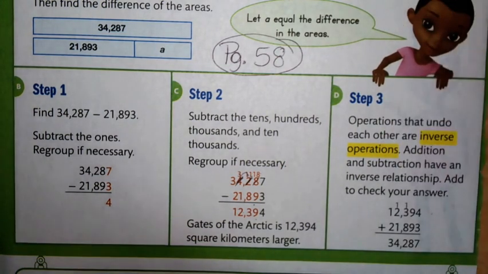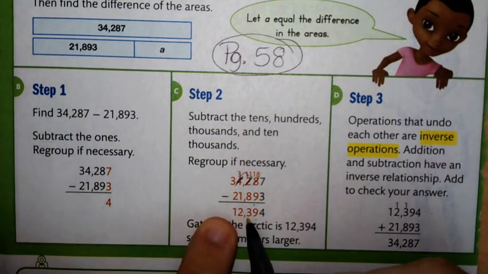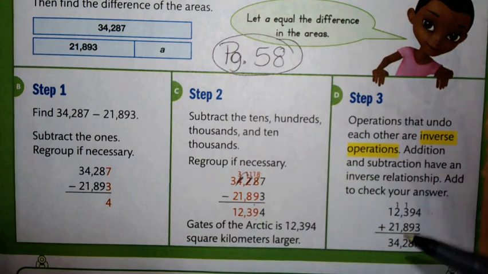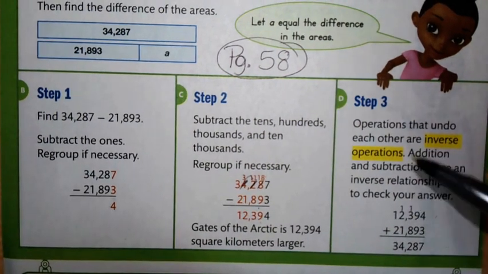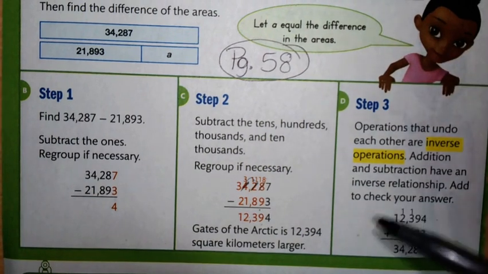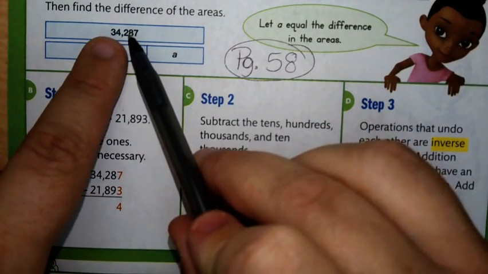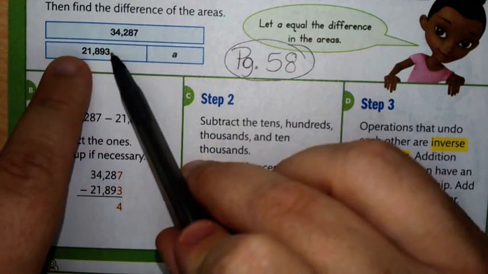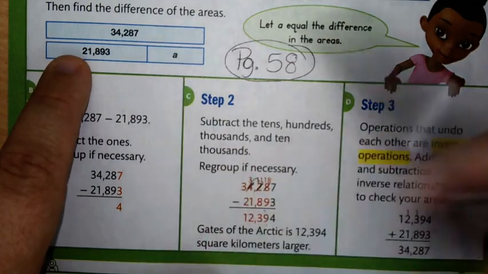Okay, so our total was 12,394. That's how much larger the gates of the Arctic is. Step 3 is going to tell us that one way that we could check is what's called inverse operations. And what that really means is when I took these numbers up here, I started with my 34,287 and subtracted this part to find my answer right here.